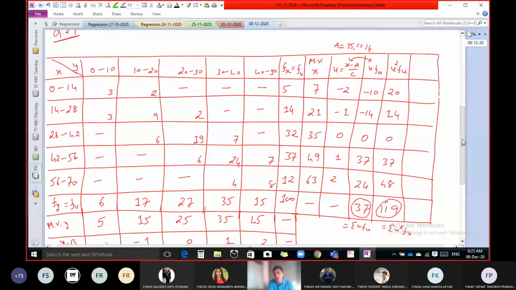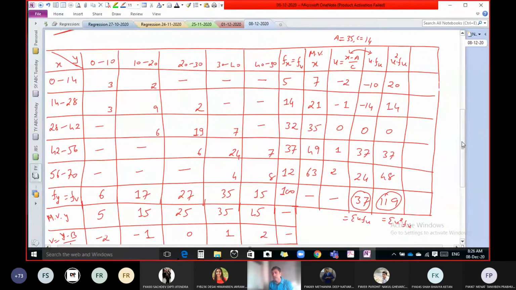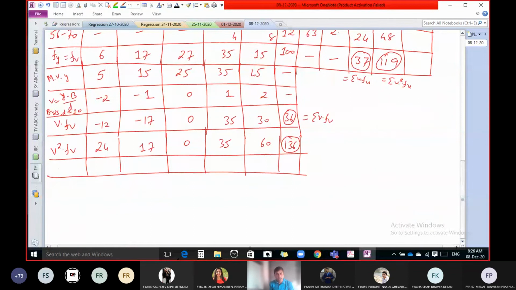Now see, to find another value, the last column, that is the heading f into u into v, or you can write f u v. The same thing you would write here, f into u into v. f means frequency, into value of u, into value of v. So how to calculate this?